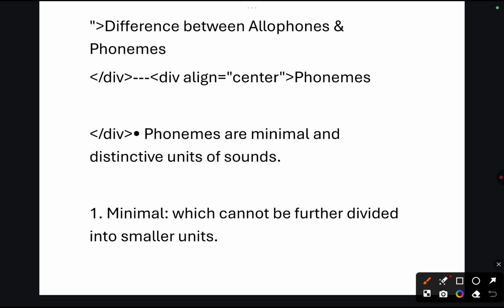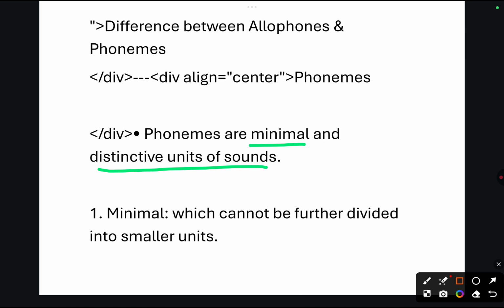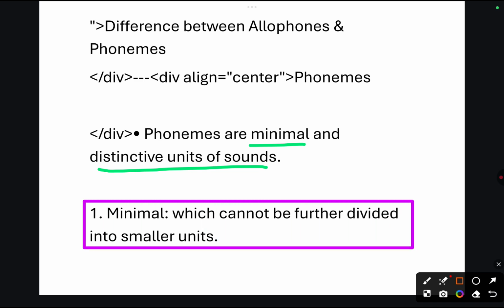Now, you have to focus on the two keywords: minimal and distinctive unit of sound. What do they mean? Friends, minimal means which cannot be further subdivided into a smaller unit. This is the smallest unit of sound, and you cannot divide it.